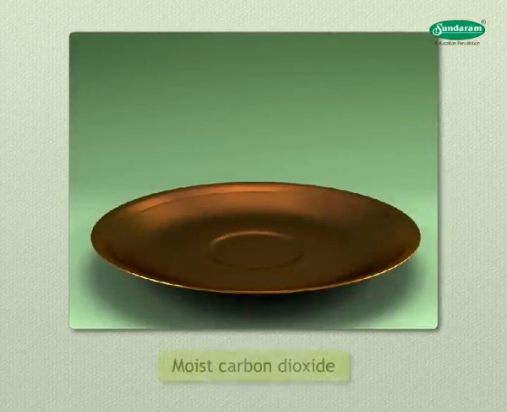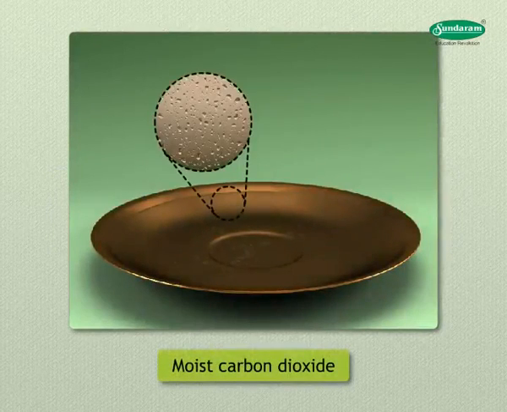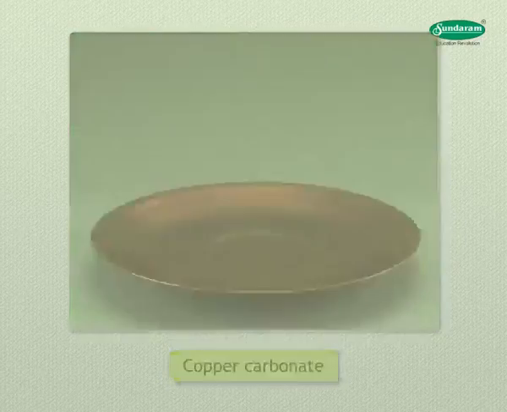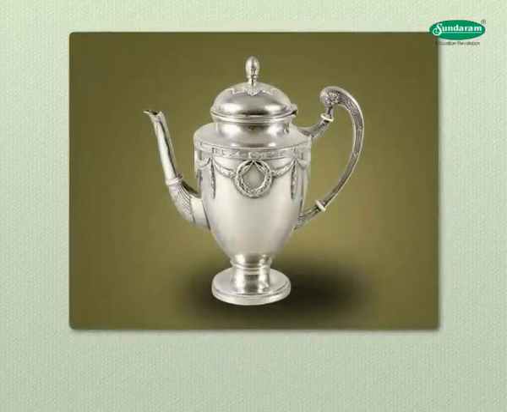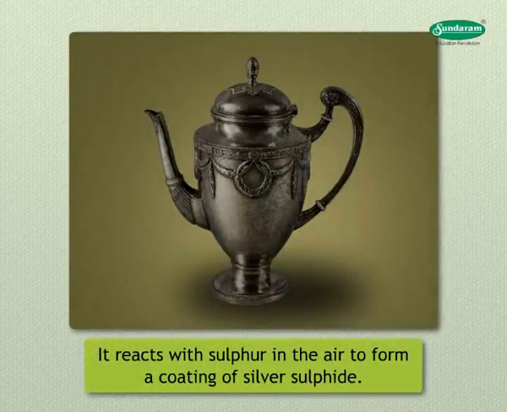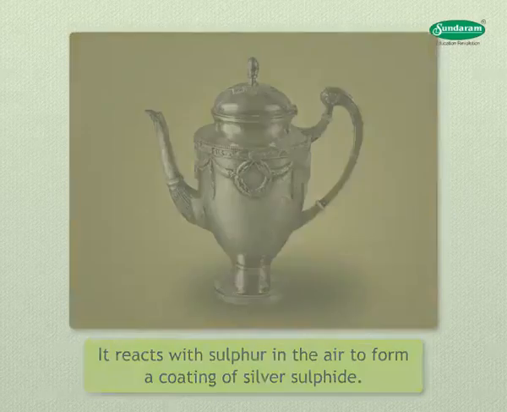Copper reacts with moist carbon dioxide in the air and slowly loses its shine to gain a green coat of copper carbonate. Silver articles become black after some time when exposed to air because they react with sulfur in the air to form a coating of silver sulfide.